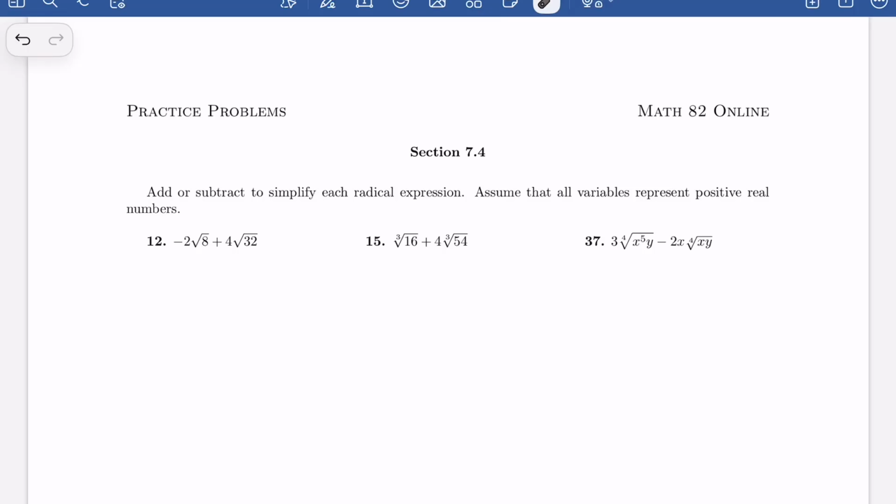In this video, we're going to go over some practice problems from section 7.4 through 8.1 in our textbook. Now, starting with section 7.4 here, what we want to do is add or subtract to simplify the following radical expressions that we see here.